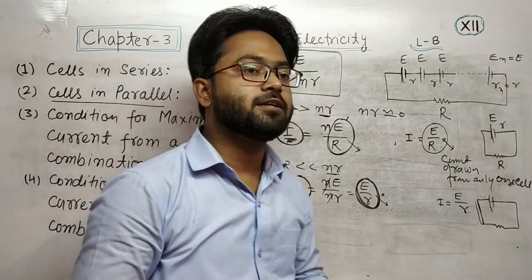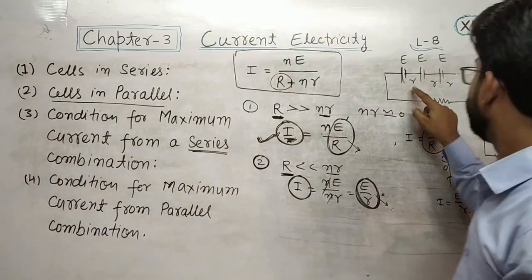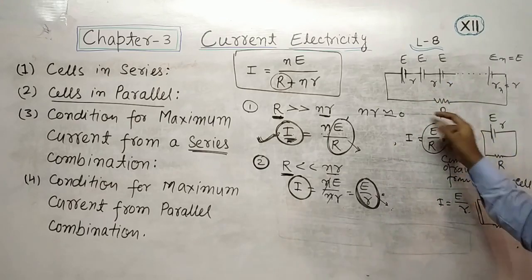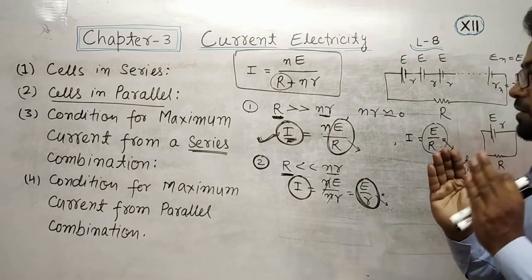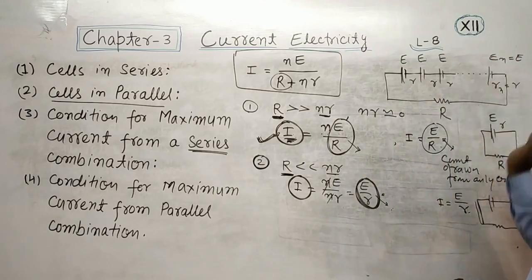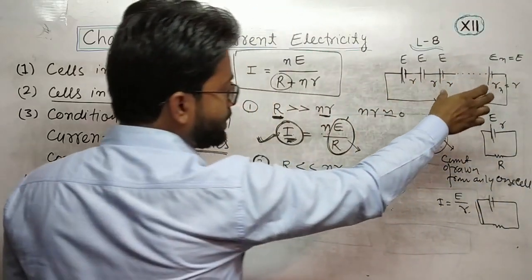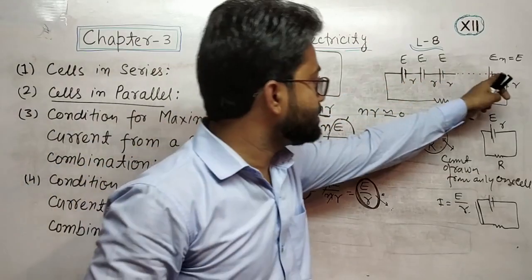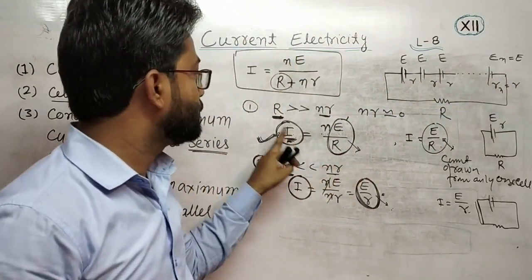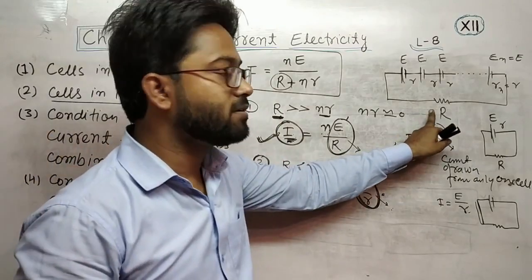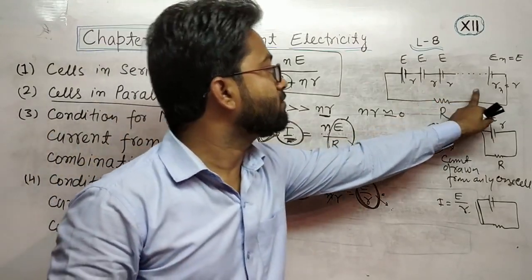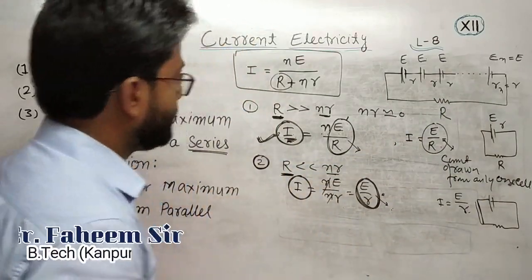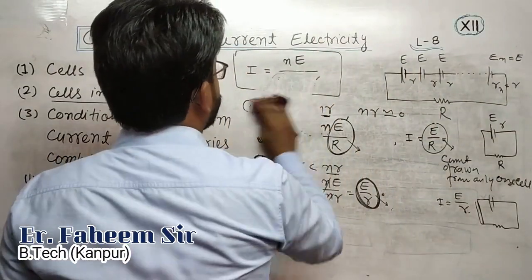We can finally say that if the equivalent of the internal resistance is less than the external resistance, then the current will be maximum when the cells are in series. When the cells are in series, for maximum current we must take an external resistance larger than the equivalent resistance of the internal resistances. Okay, next point.